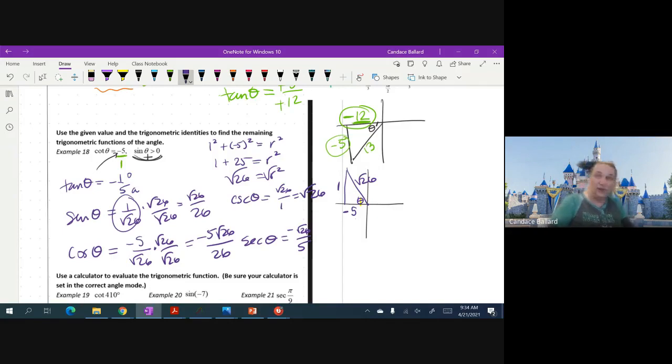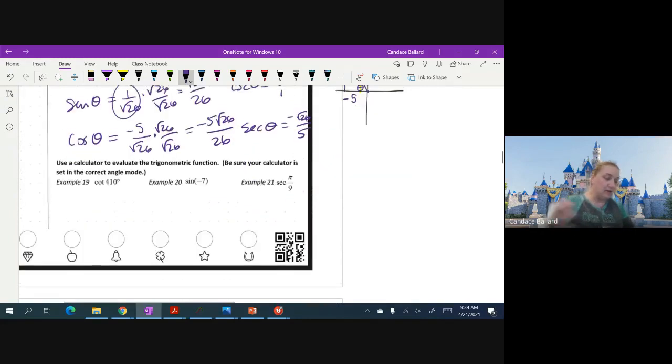Did we all get enough? All right, the next piece is calculator work. We kind of talked about this the other day. We have to make sure that we're in the right angle mode. It is degree mode if you see the degree symbol. If you don't see the degree symbol or you see a pi, it's in radian mode. So look at this one here: no degree symbol, you need to be in radians. Pi, radians. So this is the only one that gets to be in degrees.